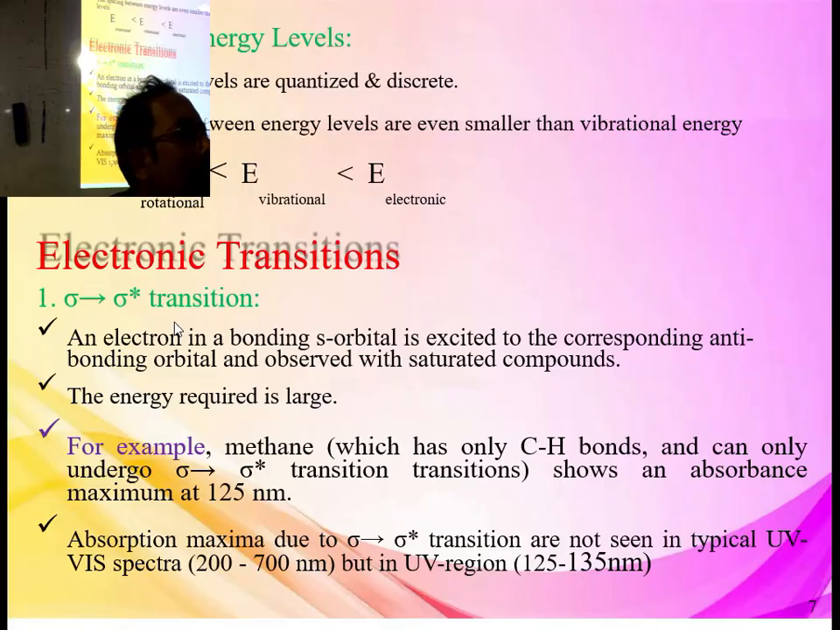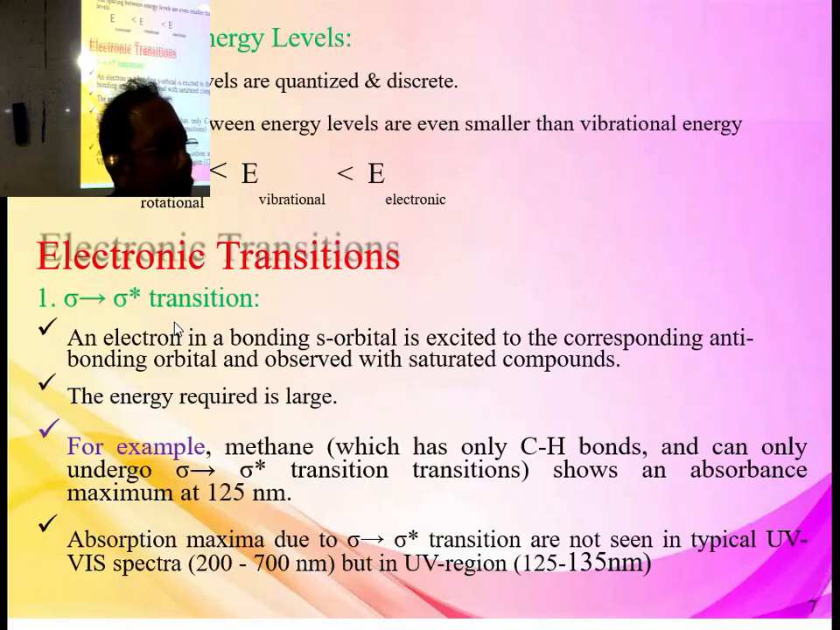Now we have different types of energy levels associated with electronic transitions. One is the vibrational level: vibration is associated with different electronic levels, and every electronic and vibrational level is associated with many rotational levels. Rotational energy requirement is very small, vibrational energy requirement is somewhat more, and electronic transition energy requirement is very high. So electronic transitions fall in the ultraviolet and visible regions, because the energy requirement is very large. These are called different energy levels: ground state, excited state, and so on.